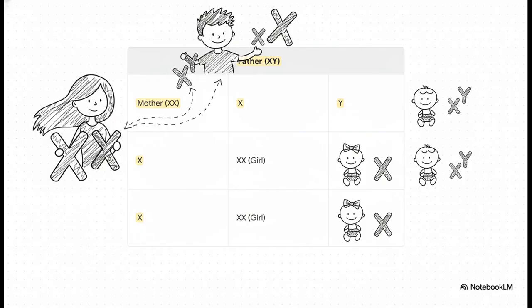So here's how it works. A child always gets an X chromosome from their mother because that's all she has to give. But from the father, the child can get either an X or a Y. If the father gives an X, the combination becomes XX, which means it's a baby girl. And if the father gives a Y, the combination becomes XY, meaning it's a baby boy. So it's clear, the chromosome from the father determines the sex of the child.